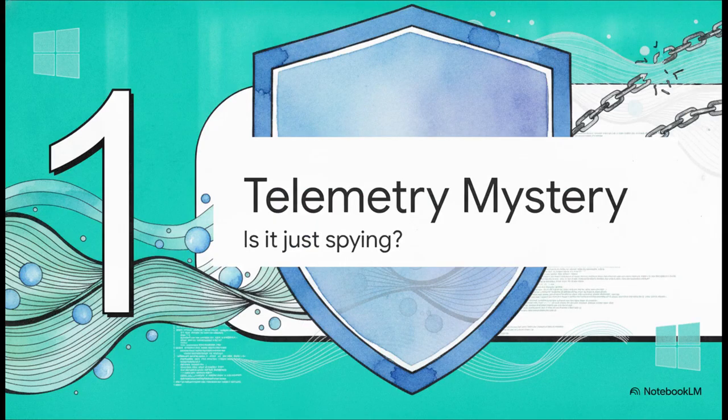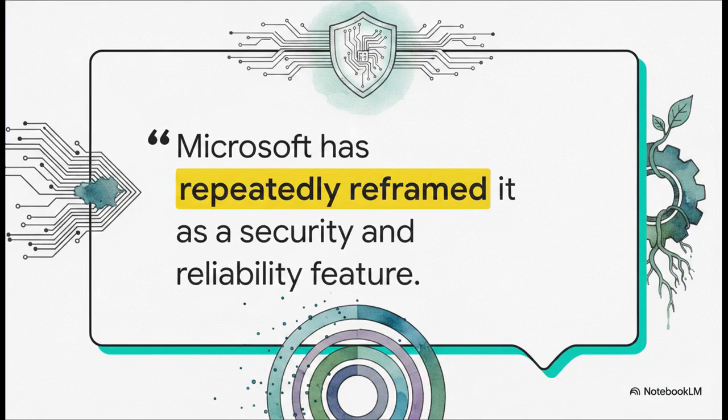Kicking things off with Section 1, the Windows Telemetry mystery. It's actually super interesting how the terminology itself has evolved over the years. As you can see, Microsoft has repeatedly reframed this data collection. They don't want to call it classic telemetry in a negative spying sense. Instead, they position it as a critical security and reliability feature. You see, the debate often gets messy when people treat all this data as just one big, undifferentiated blob of spying, rather than a layered, dual-purpose model for system health.